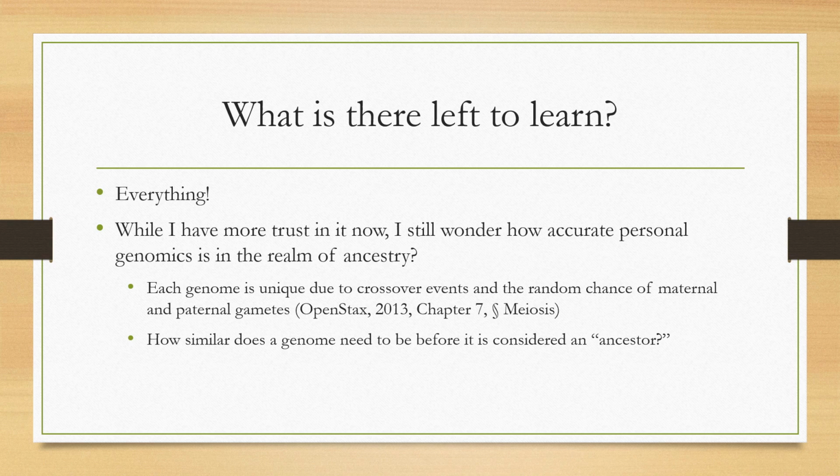I better understand genome mapping and ancestry websites now, but this is an introductory course, and I am sure there is much more to learn. A question I have to further research is, since each genome is unique due to crossovers during meiosis and the random nature of which gamete someone can get from their parents, how similar does a genome need to be before it is considered an ancestor in the colloquial sense?